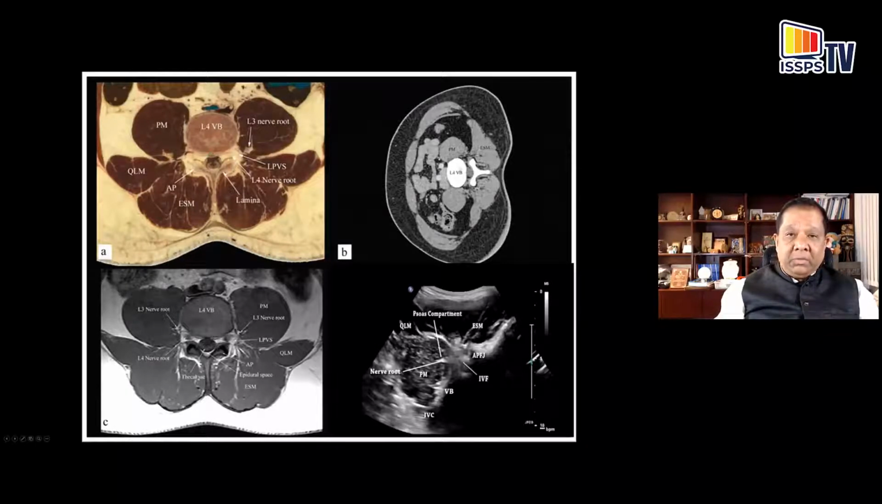So this psoas compartment, the sonographic anatomy, correlates very well with the anatomy you see in an MRI, where the nerve is actually emerging and enters the psoas to dive down. And in the posterior part, as you see on your ultrasound, you can see the L3 nerve has actually come from the level above to enter this level. So you can see here.